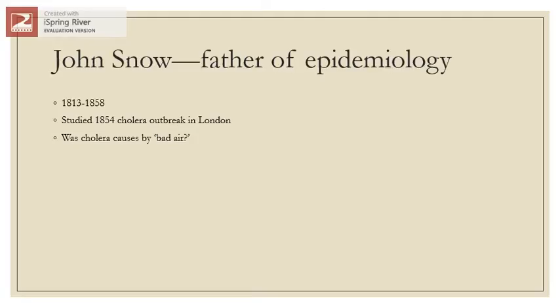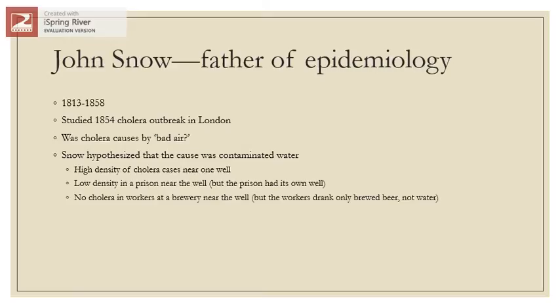And back then, the theory was that cholera was caused by what they called bad air. And as you're probably aware, that's not a thing. And it really was kind of a superstition about what caused cholera. Nobody knew. John Snow decided that he thought the cause was contamination of the water source.